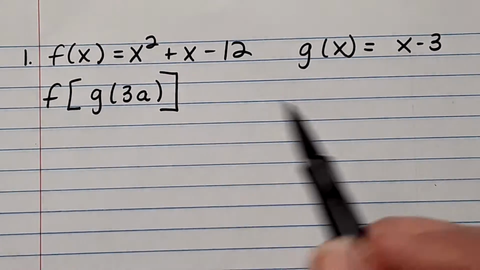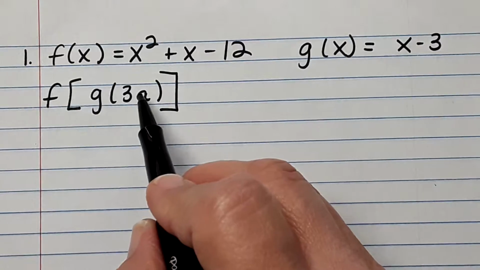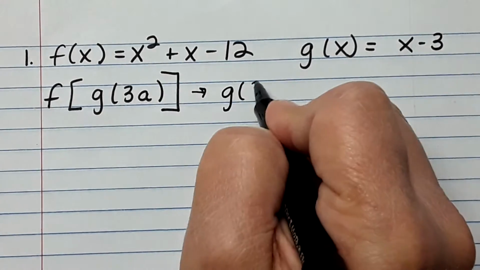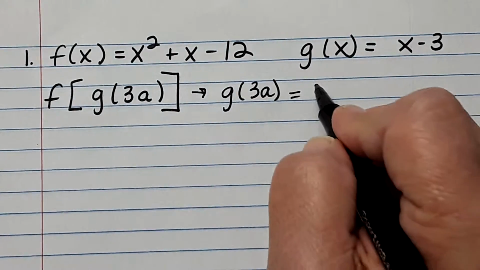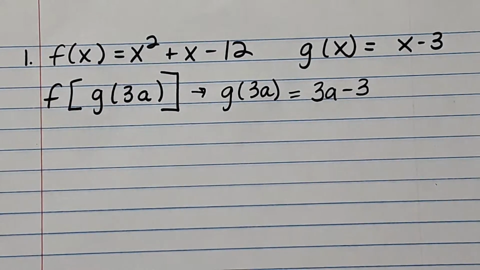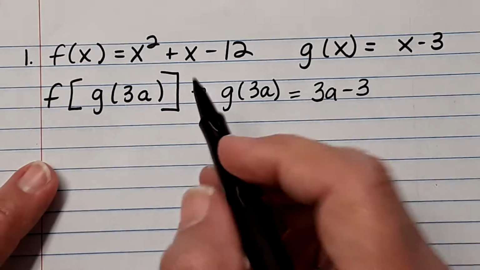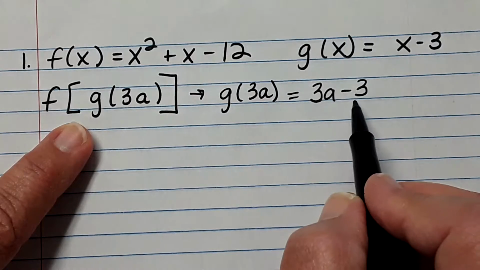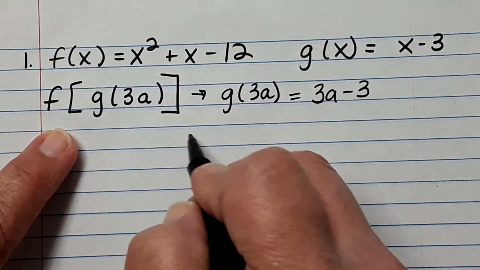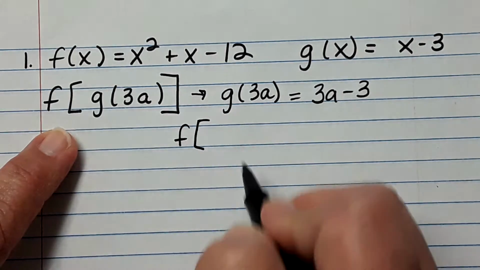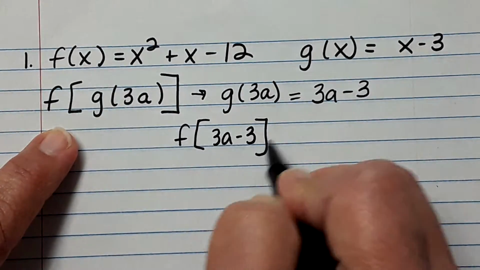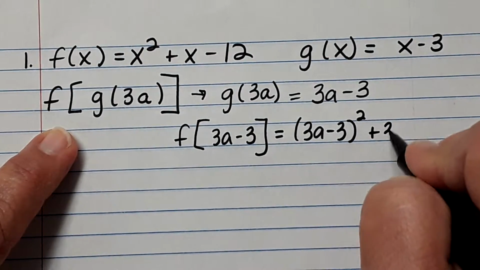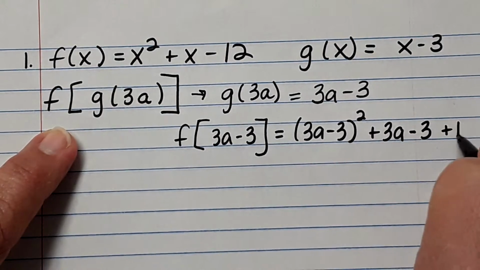So the first thing that we're going to do is put 3a into g. Remember, we're going to put 3a into g. So that's our first thing. So we're going to do g of 3a equals 3a minus 3. Now what does g of 3a equal? We know g of 3a equals 3a minus 3. So that's f of 3a minus 3. So now that means we're going to do 3a minus 3 squared plus 3a minus 3 plus 12.